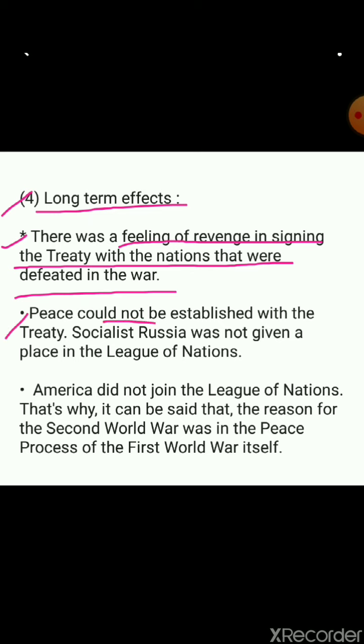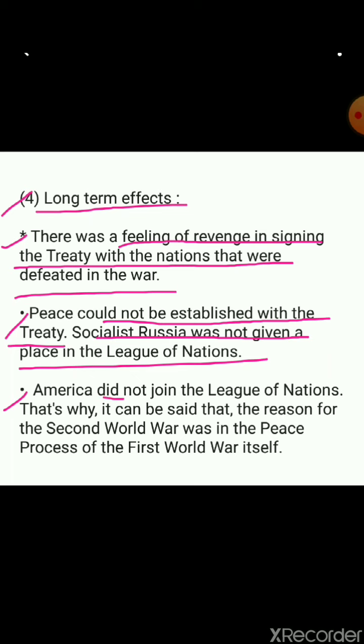Peace could not be established with the treaty. Okay, obviously Germany was totally humiliated and forcefully, at gunpoint, was made to sign the treaty. So obviously peace cannot be seen. The treaty was not at all for peace. Socialist Russia was not given a place in the League of Nations.